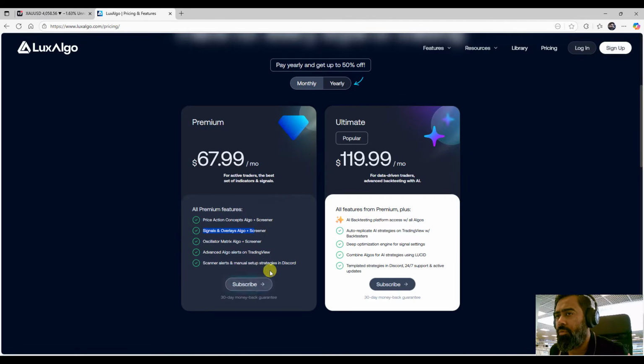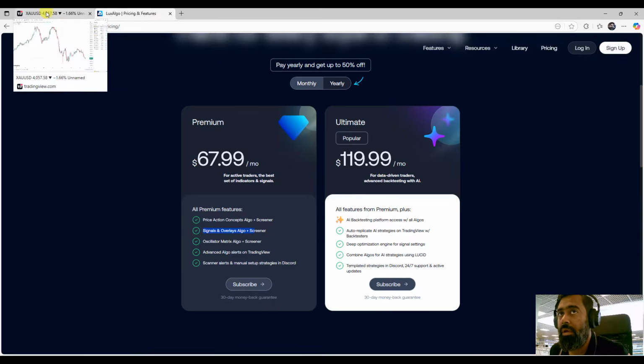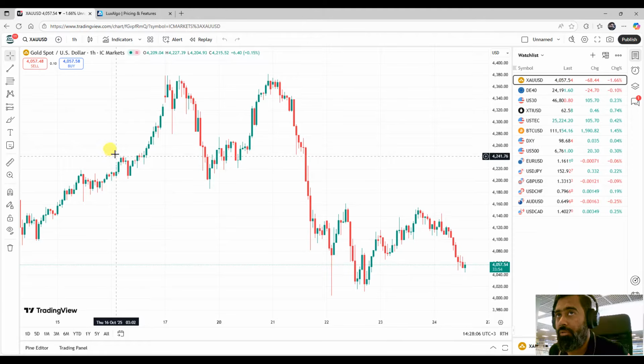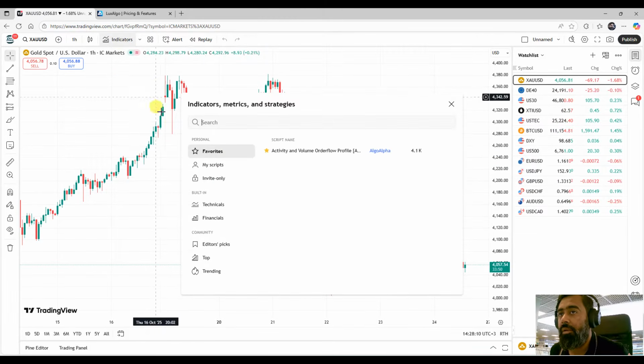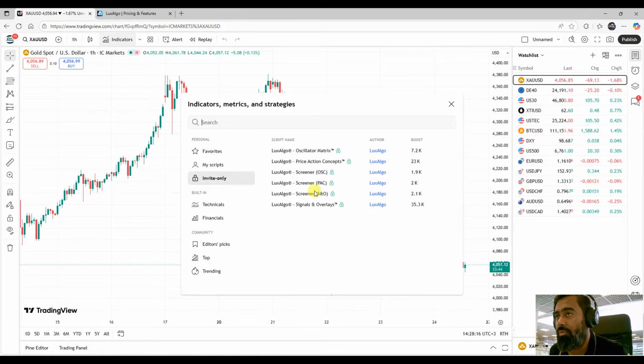Once you subscribe, so once you buy, it's not going to get downloaded in your Gmail or something, but Lux Algo will request you to open your TradingView and refresh the page. And once you refresh the page, you go here in the indicators, and you can see an invite-only tab. After you click on this tab, you can see all of these indicators over here.